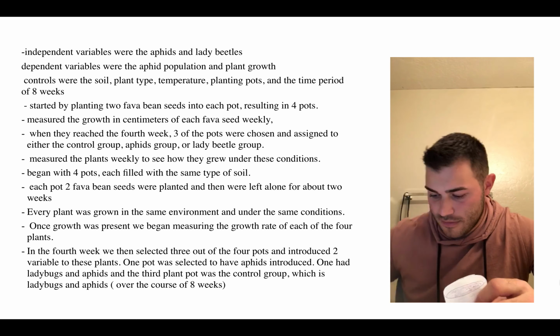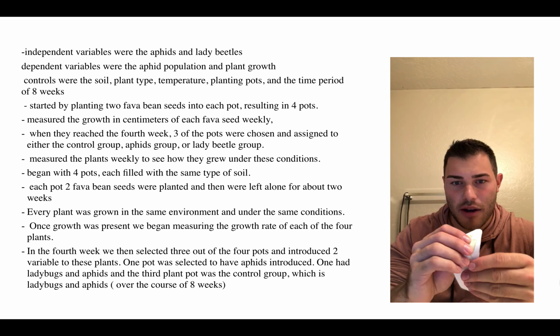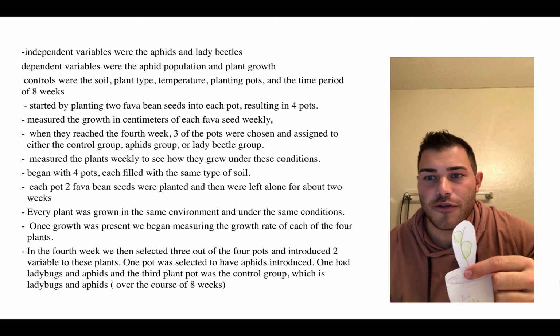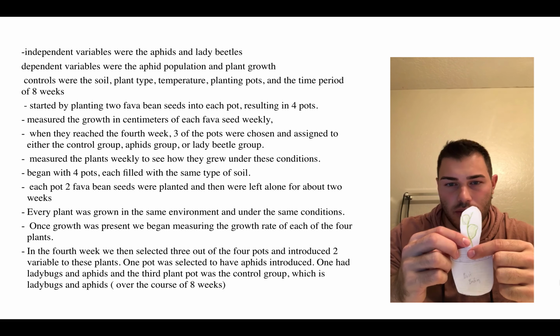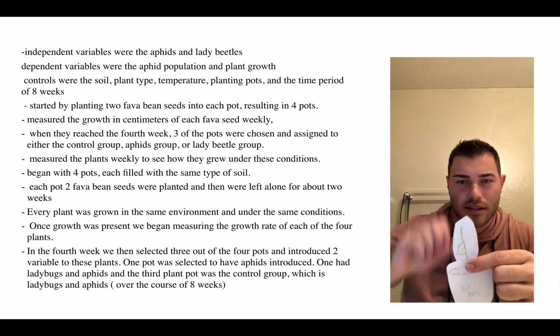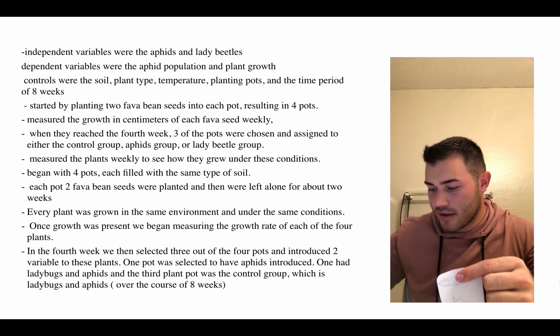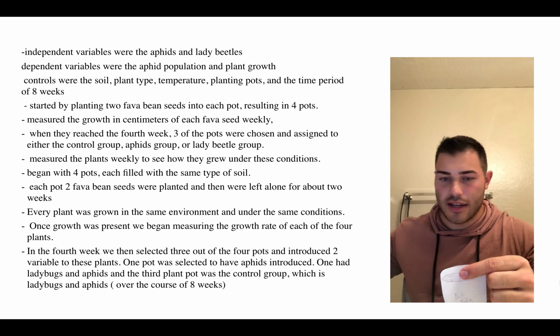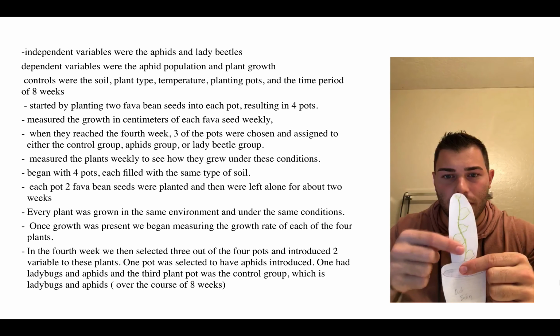Once growth was present, so once the beans have sprouted, little seeds there, we began measuring the growth rate of each of the 4 plants. So, see, one of the plants was smaller. Say we got a plant that was a little bit tinier, nothing on it. Say one had more leaves, throughout the whole process, and then one grew into a flower all the way to the top, whatever.